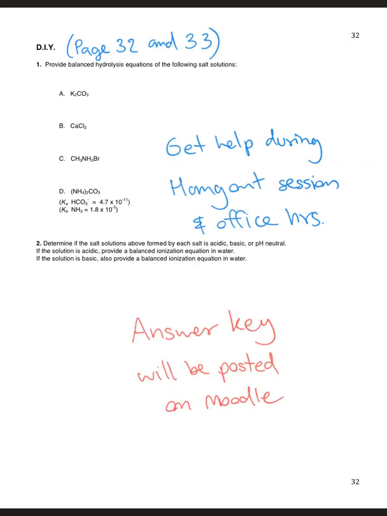Please practice more of this concept by doing the DIY pages 32 and 33. You can work with your peers and get help during the hangout session and office hours. The answer key will be posted after the hangout session on Moodle.